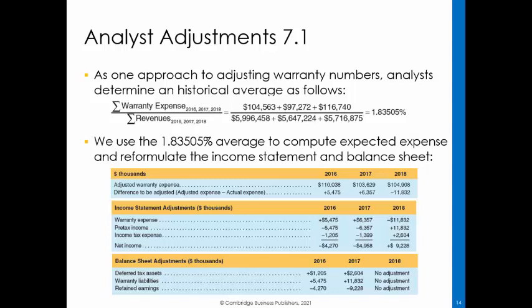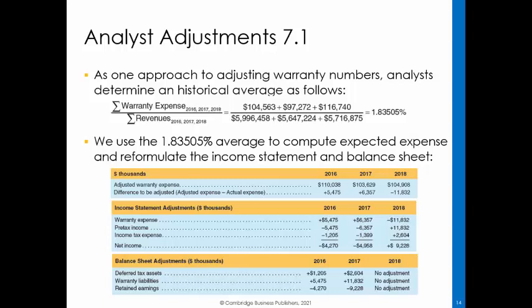To adjust the income statement, we adjust warranty expense and the tax expense, which affects net income. When warranty expense increases, pre-tax income is lower and therefore the tax expense decreases. This is the case for 2016 and 2017. In 2018, the opposite occurs. Warranty expense decreases, thereby increasing tax expense. The adjustment to the income statements are shown on this slide, assuming a 22% tax rate.